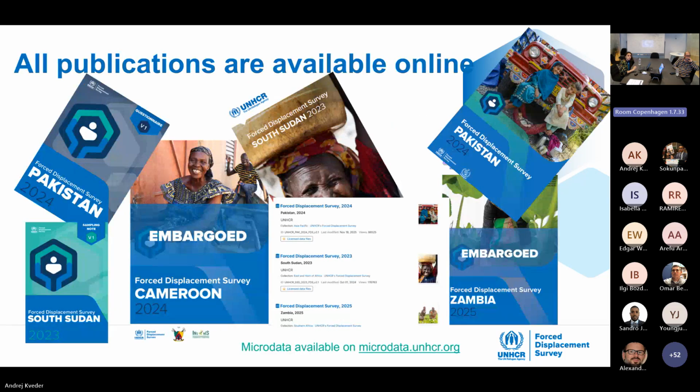Almost all our publications are available online. The Zambia report is about to come, and we have microdata available for 3 countries on microdata.unhcr.org. There will be a QR code at the end of the presentation, and I think this presentation will be shared anyway, so you know which website to go to and you can access all the reports, microsites, and microdata.